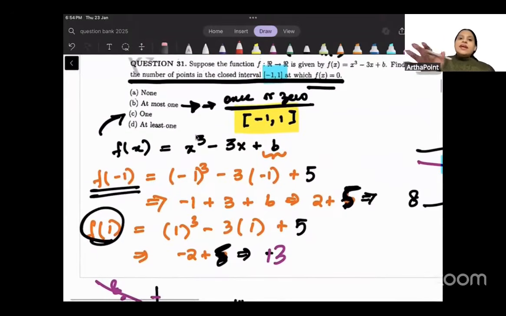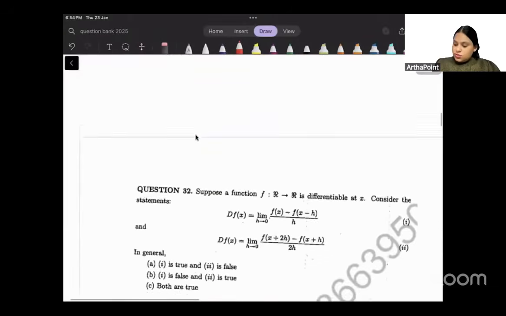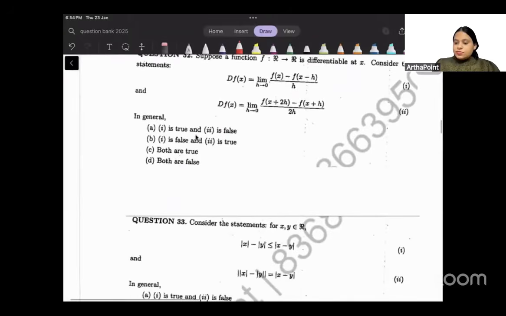So maximum that I can go ahead and say is that, okay, it will cut at most once, but will it exactly cut or not once? That will depend on what value of b we have, right? So yes, most of you have gone ahead and answered it correctly. The correct answer to this question will be, in fact, B. Okay, let's go on to the next question. Do this one.